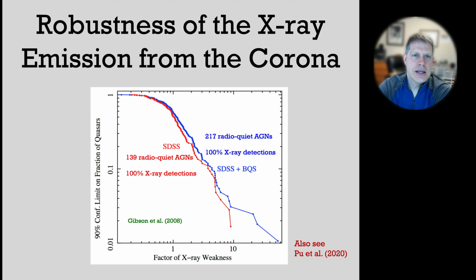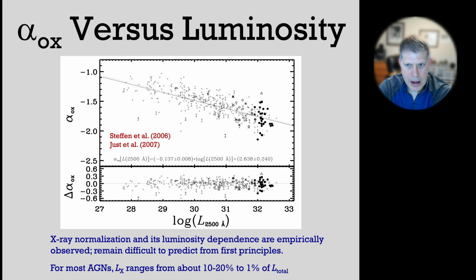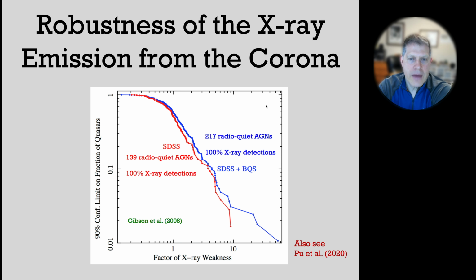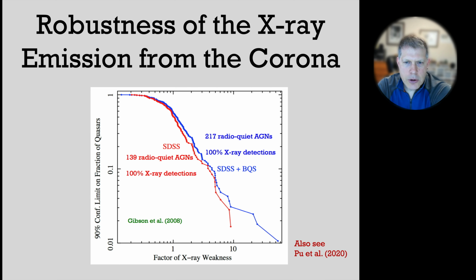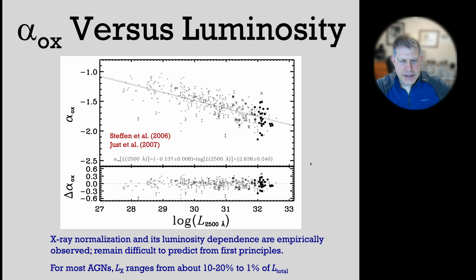So the point is that while this coronal structure is a little bit mysterious, and while there is system-to-system scatter, to be sure, you can count in general on there being a corona there. And here's some good evidence for this. There are many other studies of this kind. Here I give a reference to another recent high-quality study, again, establishing in general the robustness of the X-ray emission from the corona.